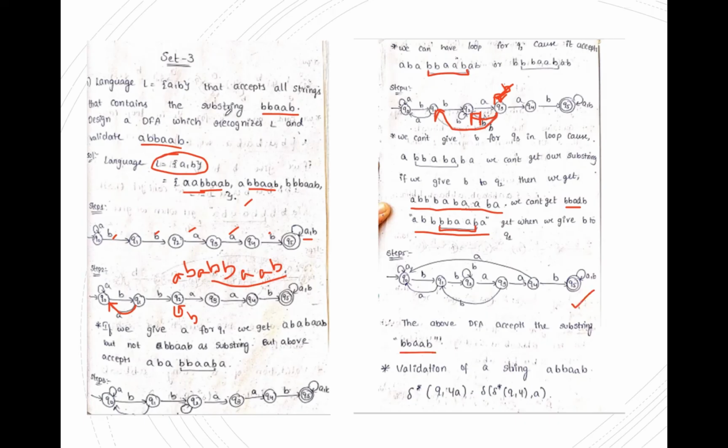So the first part was done. Now we need to check the validation part. Validate AAABB. So validation of the string. This is the notation for this.